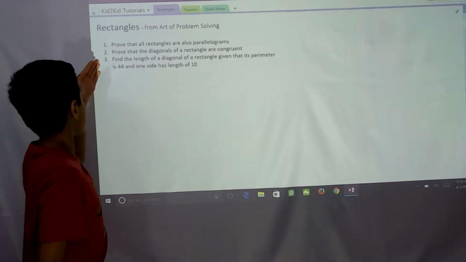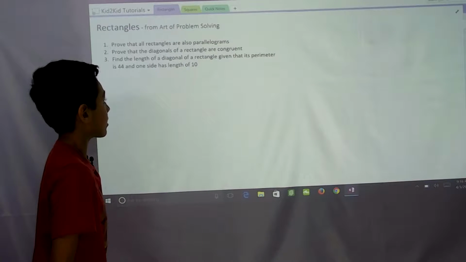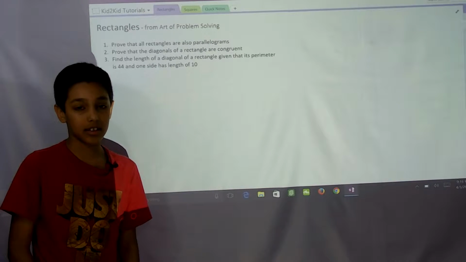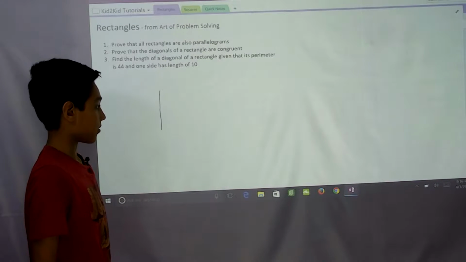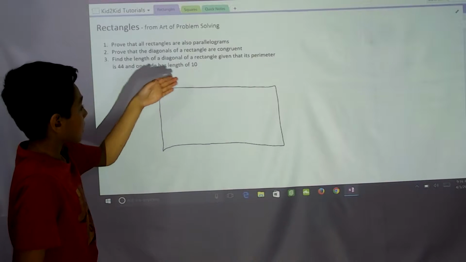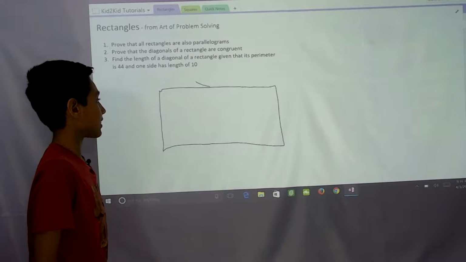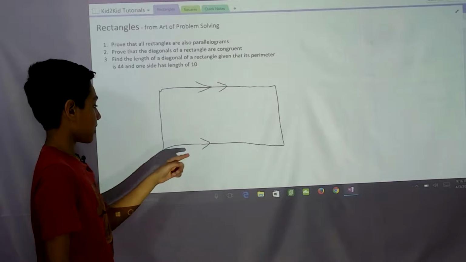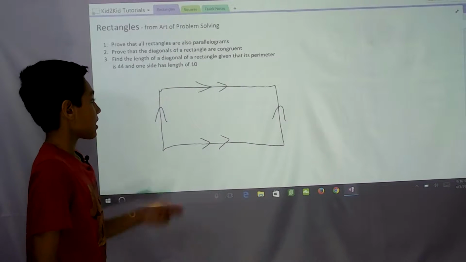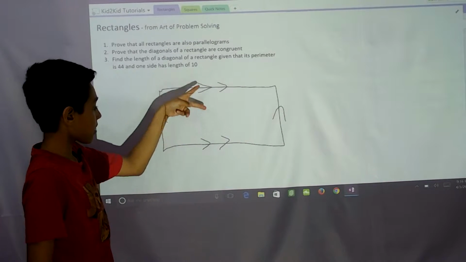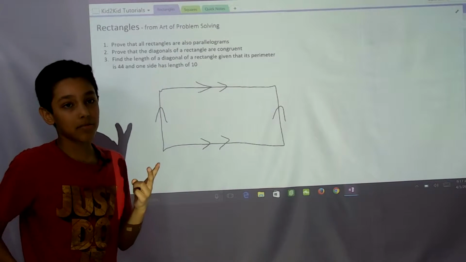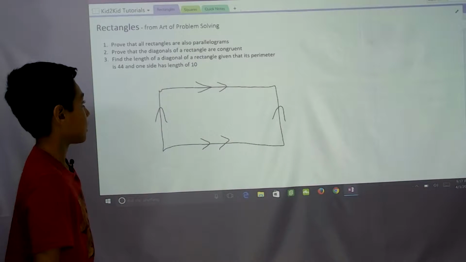So, to answer the first one, we prove that all rectangles are also parallelograms. Parallelograms must have two pairs of parallel sides. So we draw out a rectangle. We know this side here is parallel to that side, and this side is parallel to that side. So that's one pair and then two pairs. These two here and these two here. So that's two pairs, which makes a rectangle a parallelogram.